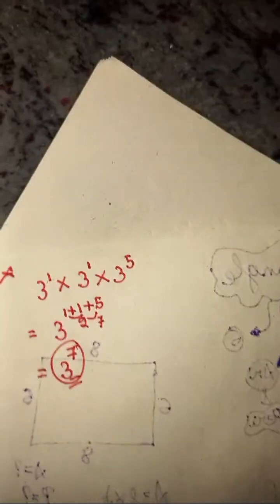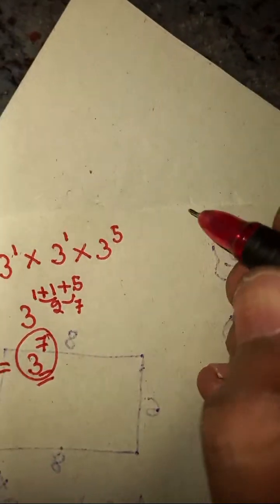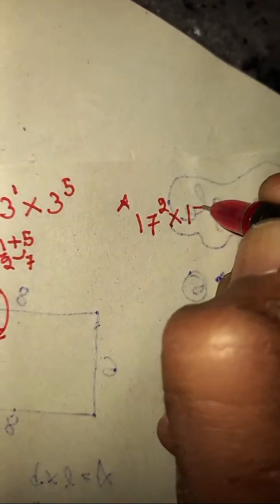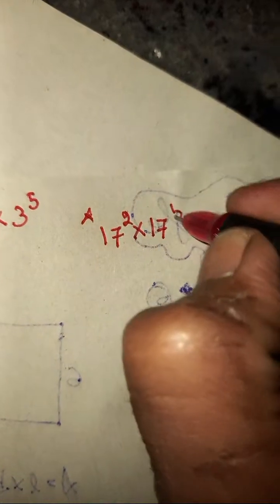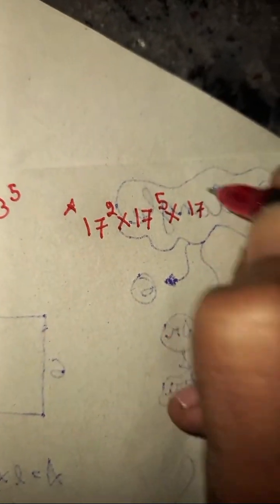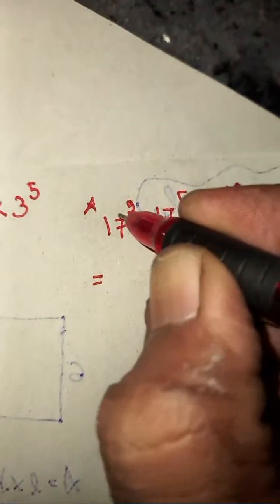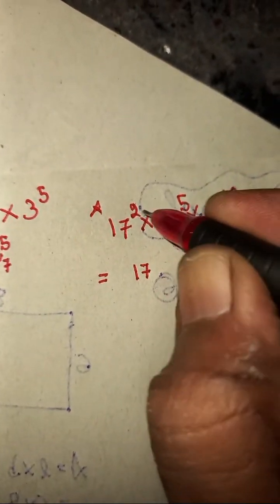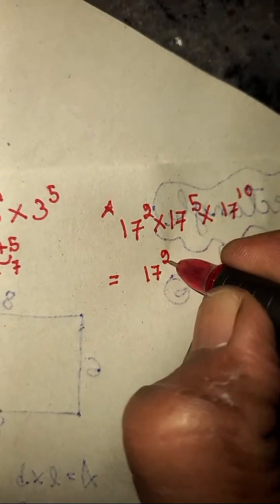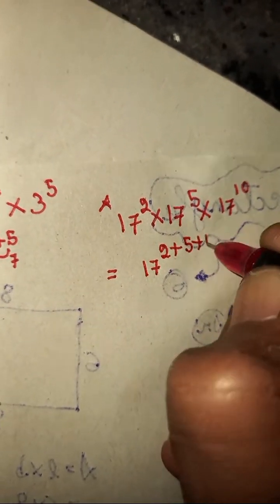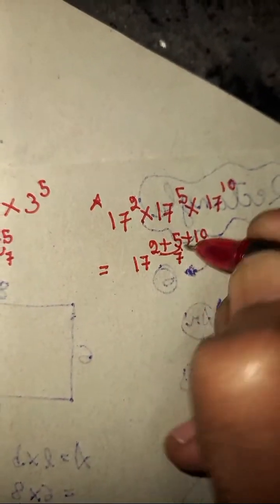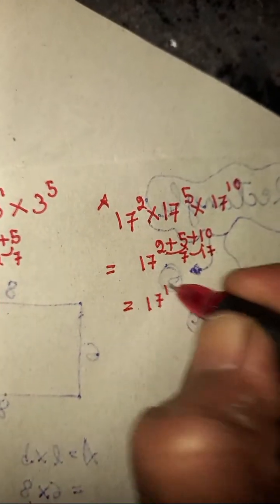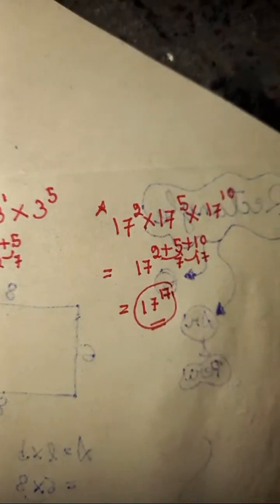Let's take one more problem. Here they give us 17 squared times 17 to the power of 5 times 17 to the power of 10. In all of them the base is 17. So take 17 as the common base and add up the powers. 2 plus 5 plus 10. 2 plus 5 is 7. 7 plus 10 is 17. It becomes 17 to the power of 17.